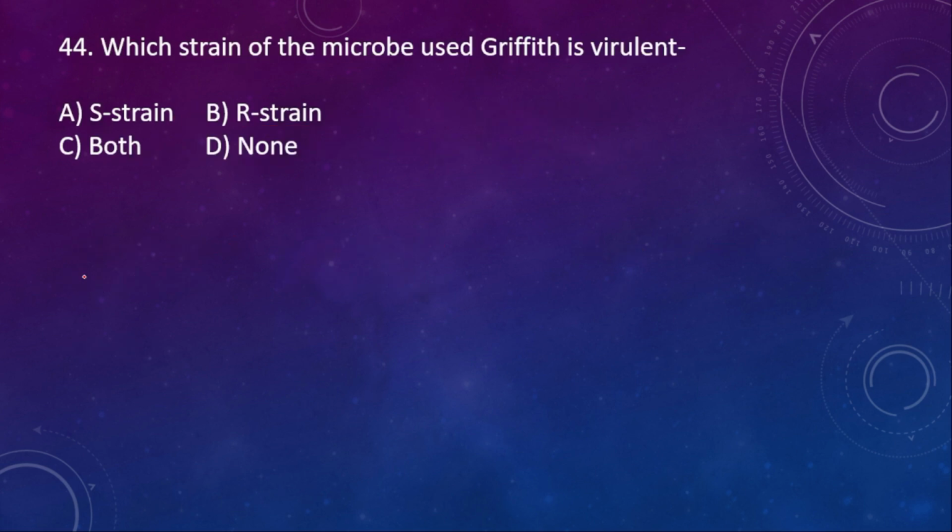Which strain of microbe used by Griffith is virulent? Among the S and R strains, Griffith used 2 strains. Let me explain that one. One is S, one is R. S is virulent, and R is non-virulent. Why is S virulent? Because it has the mucus coat. Why is R not virulent? Because it did not have that. So here the right option is option A.